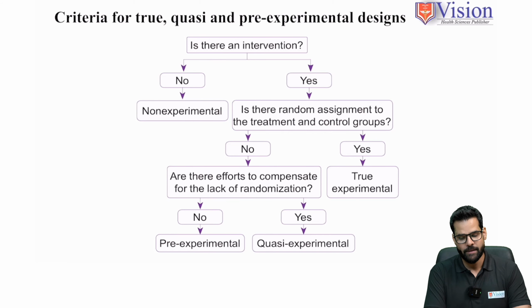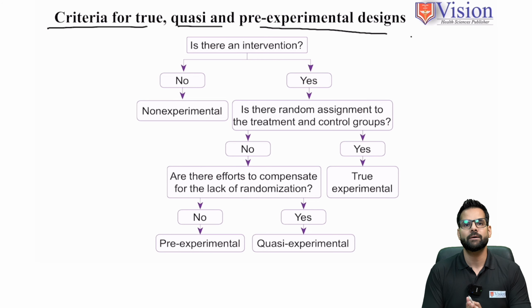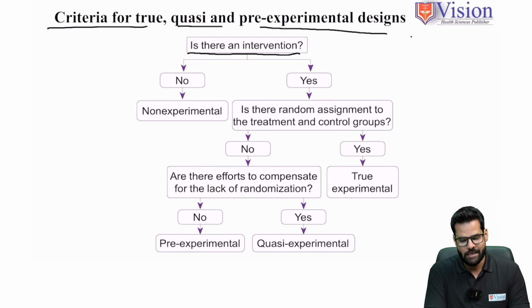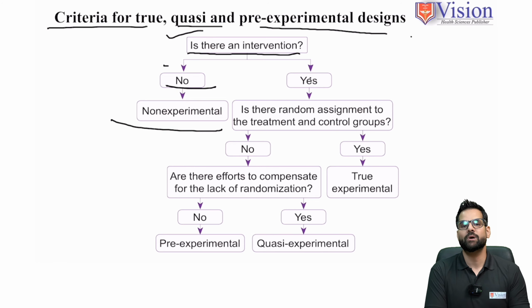First, we'll talk about the criteria for true, quasi and pre-experimental design. Even though I have already explained the same criteria, if you remember these questions: is there an intervention? There could be two answers, no or yes. If the answer is no, then it is called non-experimental, which we are going to discuss in subsequent classes. If there is an intervention, then the design is experimental.